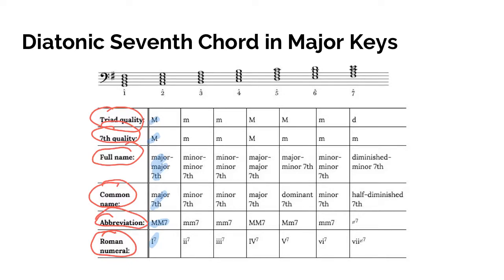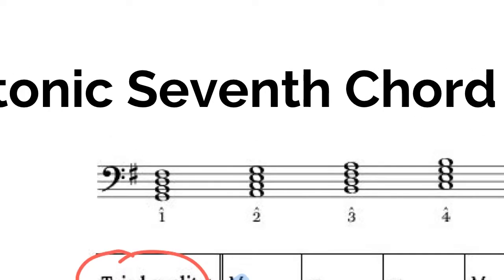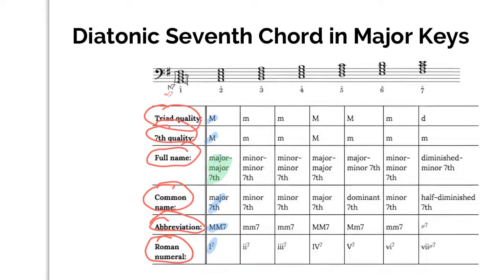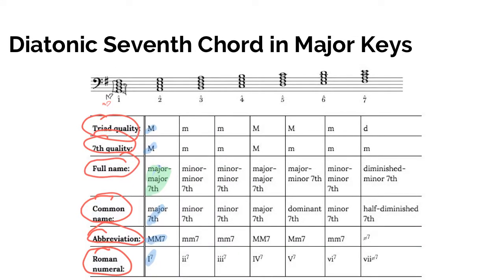Sorry about this. So you may be wondering, why is this called major major? That means there's a major triad. So let's see if we can zoom here. A major triad right here. And then the seventh is a major seventh, not a minor seventh. Each of these chords has its own triad and seventh label.